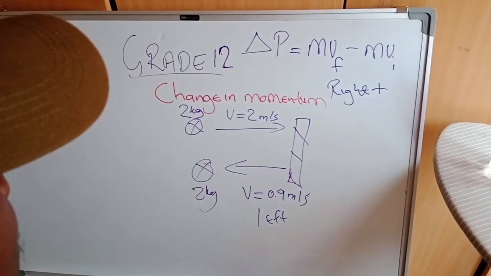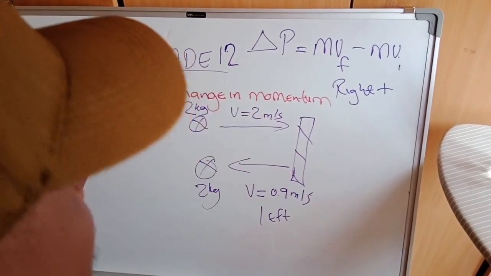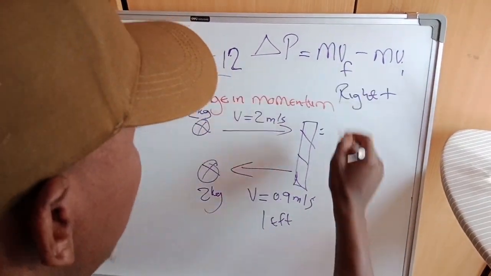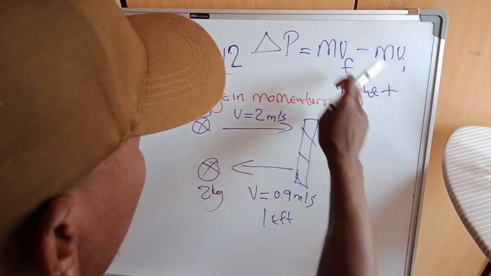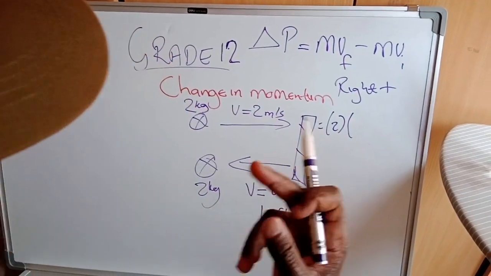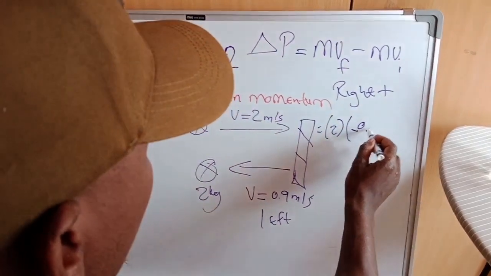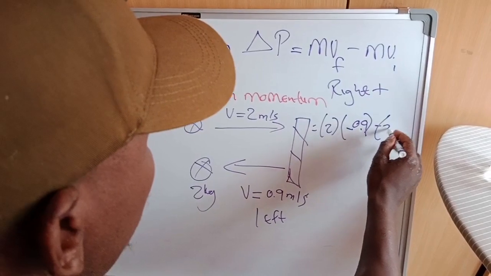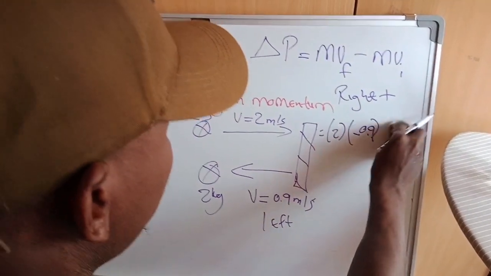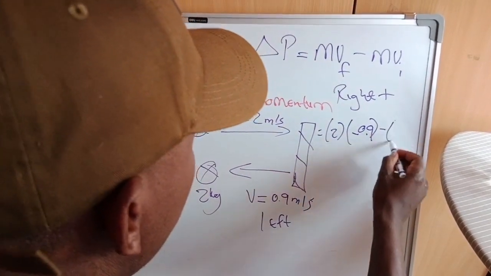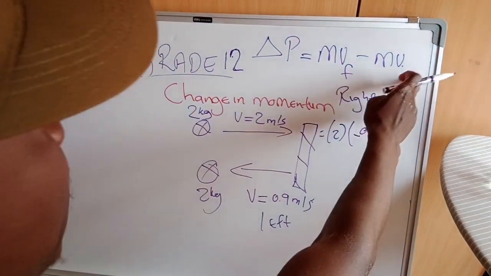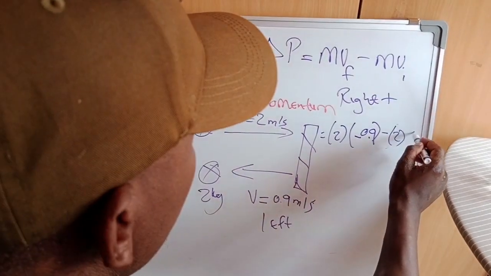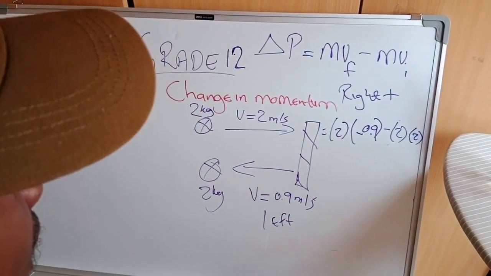So let's do the calculation now. We chose to the right as positive. Don't forget, to the left is negative. Now, the final velocity here is 0.9 because it's when it bounces back, and it's going to the left. So it's negative 0.9. Don't forget, the negative comes because it's going to the left. To the right, we said, is positive, which means the initial velocity, the 2 there, must be positive. It's going to the right initially. So we have positive 2 as the velocity.